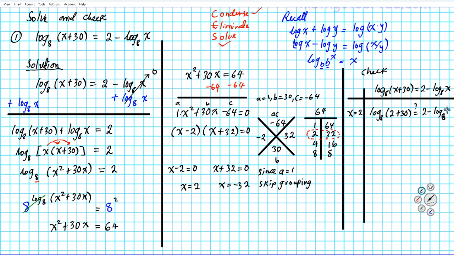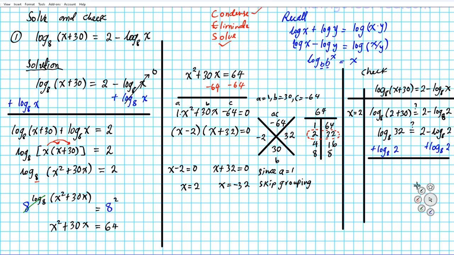log base 8 of 2? As we simplify this further, this becomes log base 8 of 32. Is it equal to 2 minus log base 8 of 2? So let's add log base 8 of 2 to both sides. Just condense it so it's easier to determine if they're actually equal, if this is a true statement.